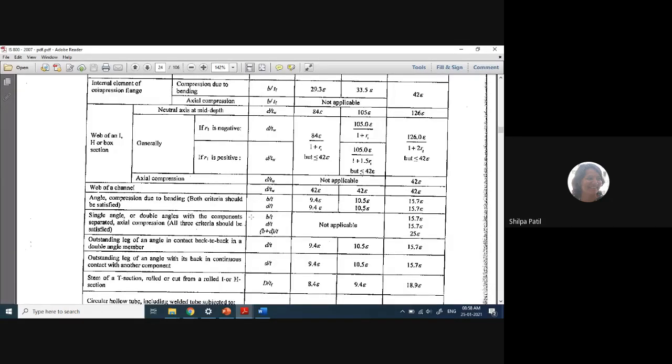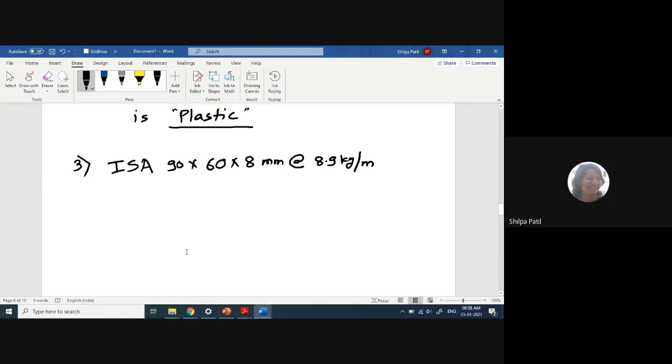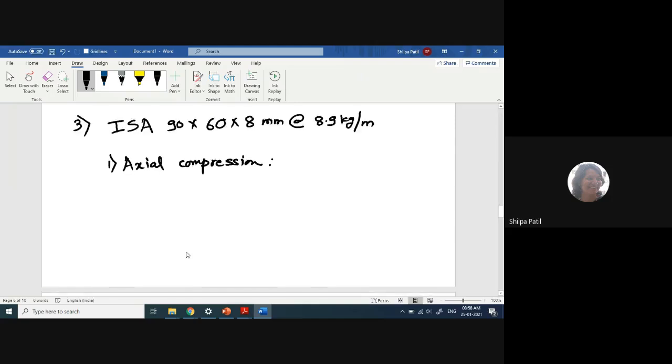Now for compression due to bending, we require these two ratios. What are they? B by T and D by T. So I will simply write down that first, for axial compression, the ratio required is B by T.